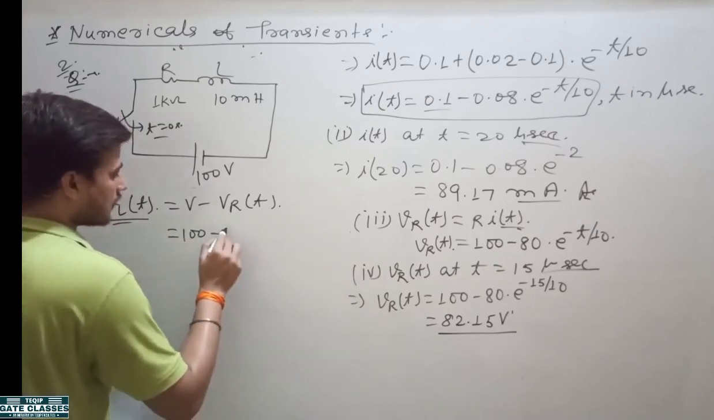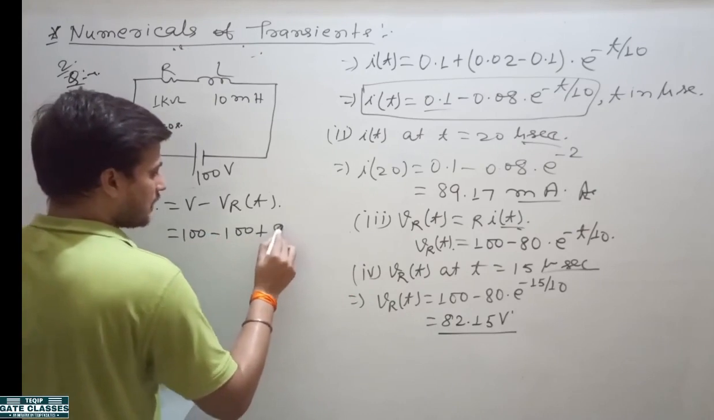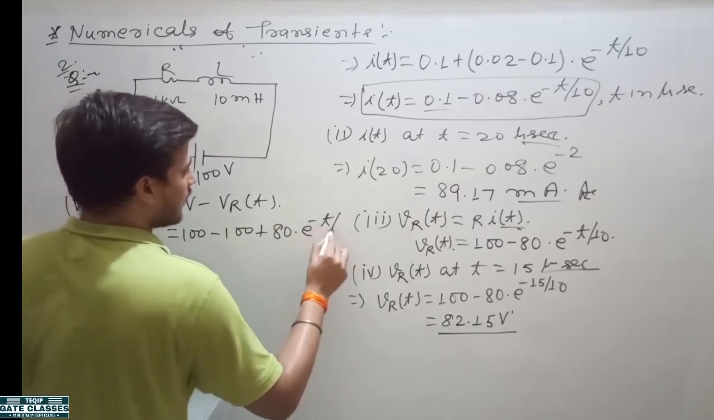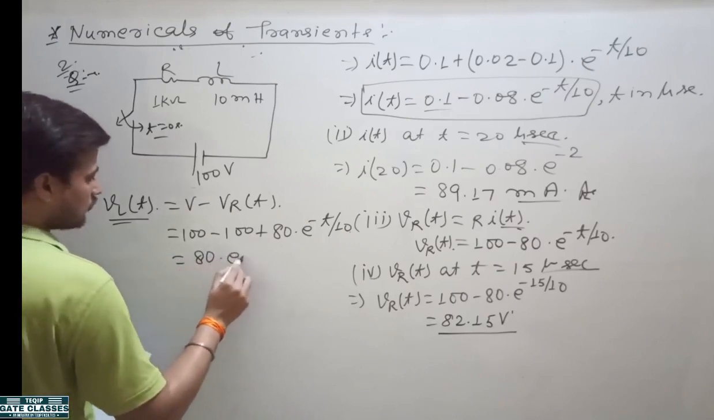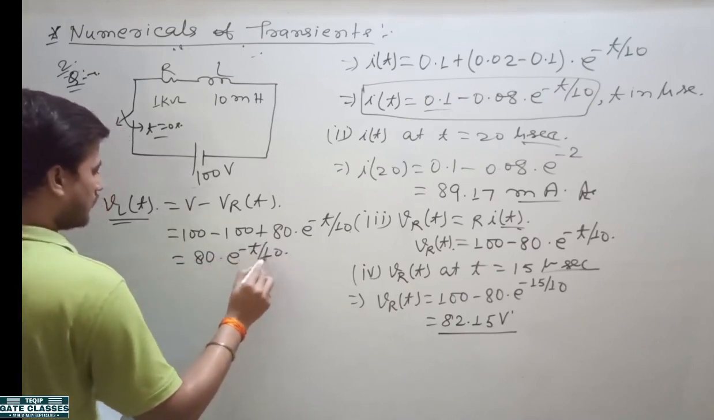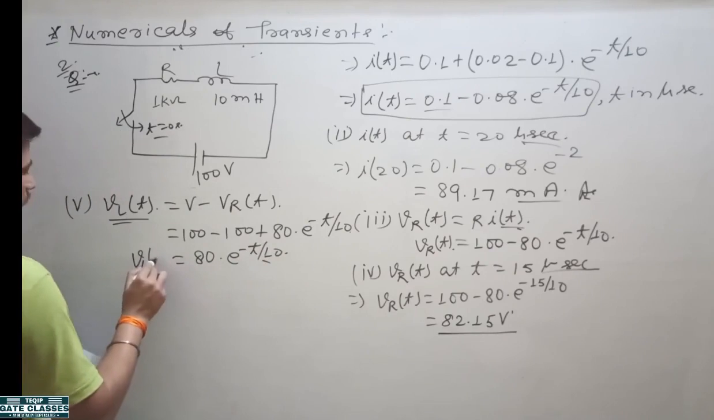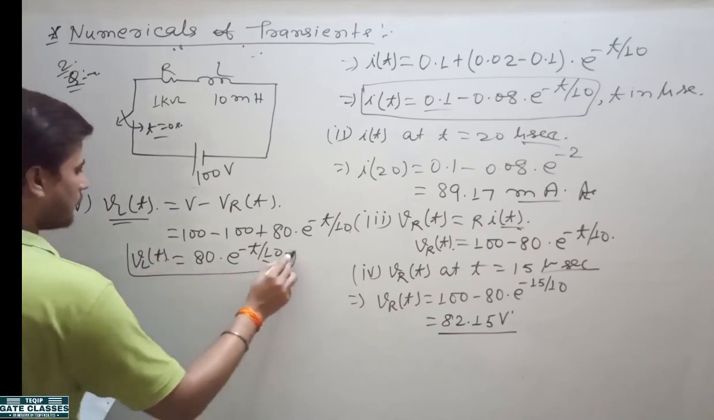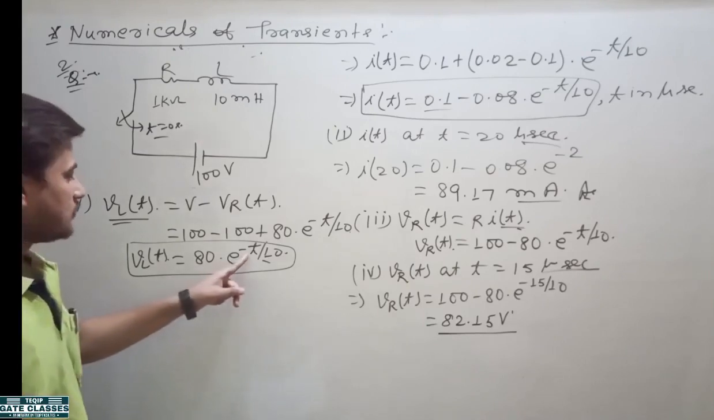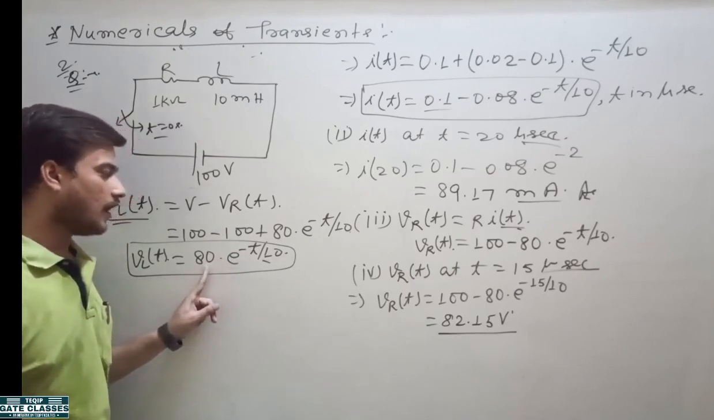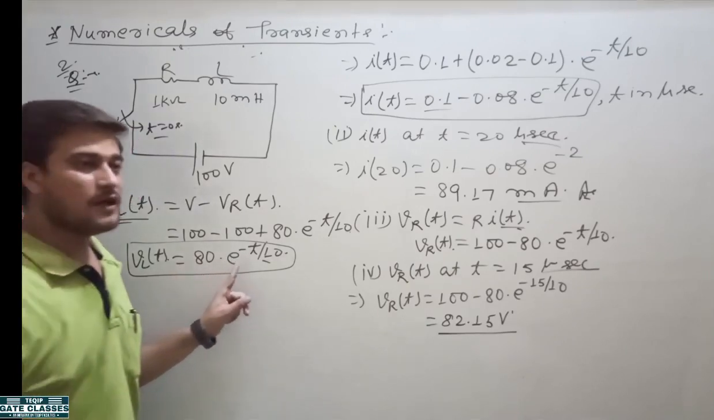Here the expression is 100 minus 100 plus 80 into e to the power minus t by 10. So from here it is equal to 80 into e to the power minus t by 10. Clear? That means if you put t equal to 0, here the value will be 80 volt.